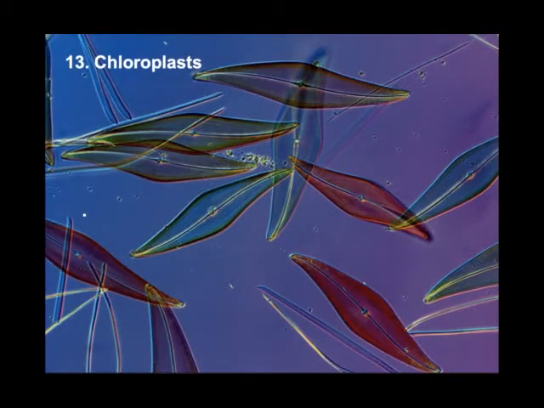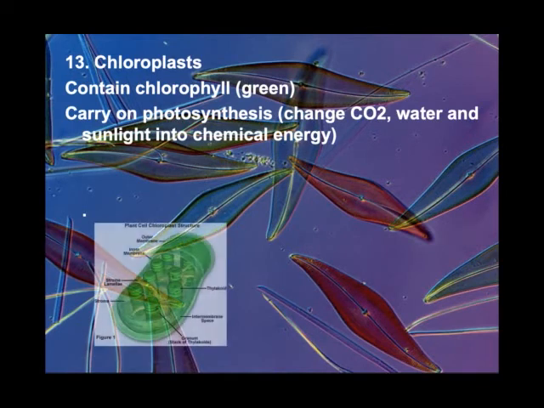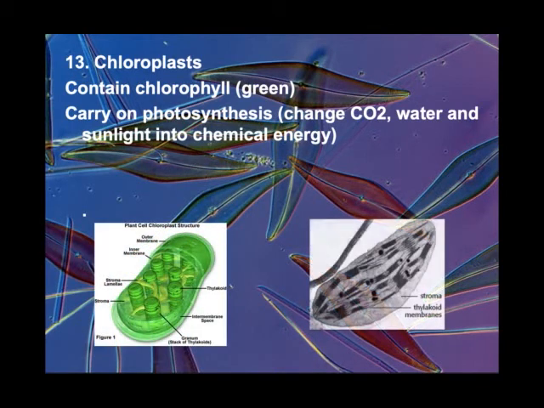Okay, the other energy organelle is only found in plants. It's called a chloroplast, and it contains a chemical you've probably heard about called chlorophyll, which is green. That's what gives plants their color, and the function of the chloroplast is not to give the plant its color. Its function is to carry on photosynthesis, which means changing carbon dioxide and water, and with the addition of sunlight, into some chemical energy.